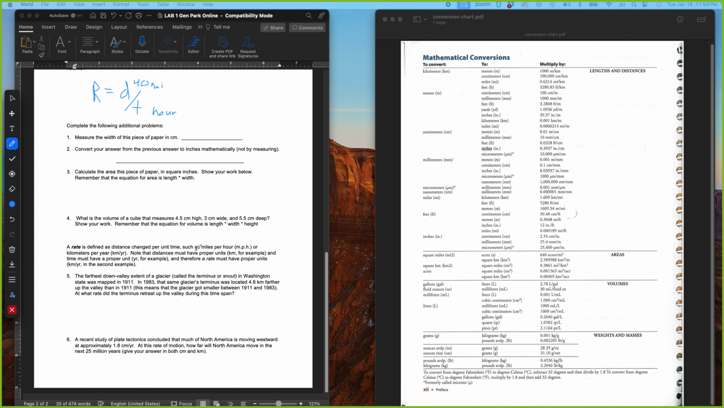So miles per hour is down here. Sometimes we'll say kilometers per year. Note that distances must have proper units, kilometers for example, and time, and therefore rate must have proper units as well.